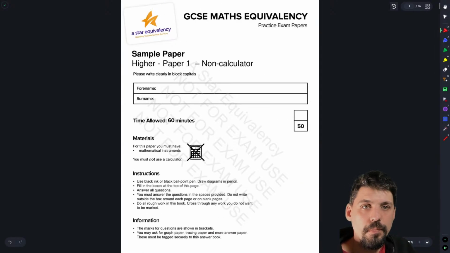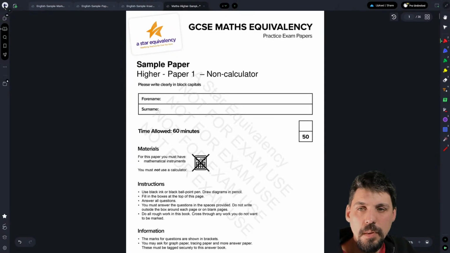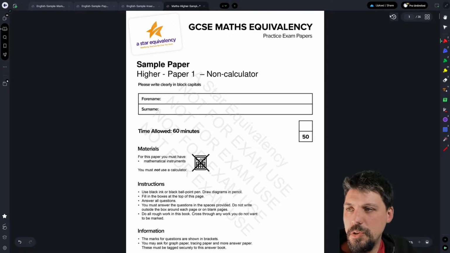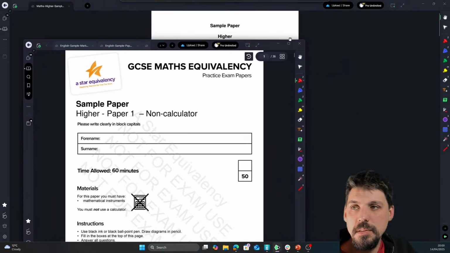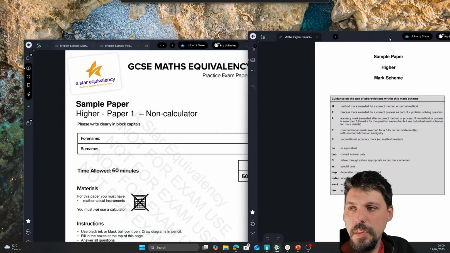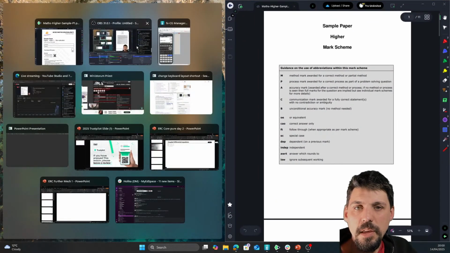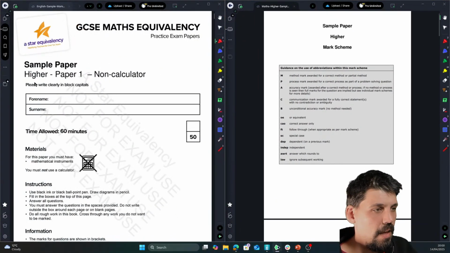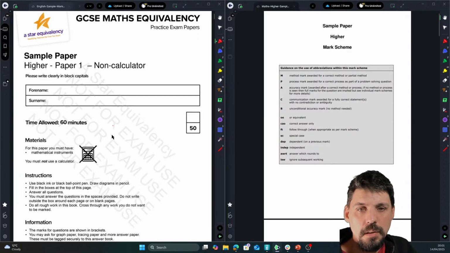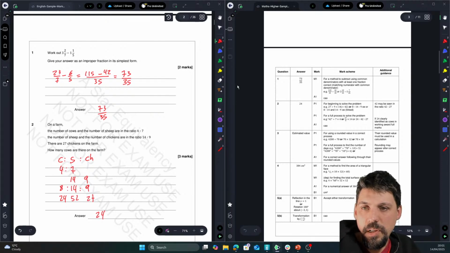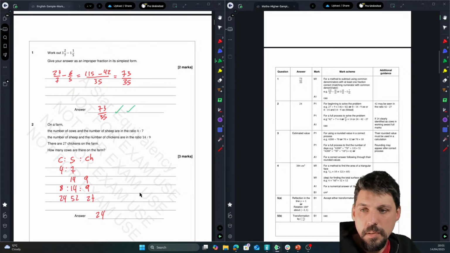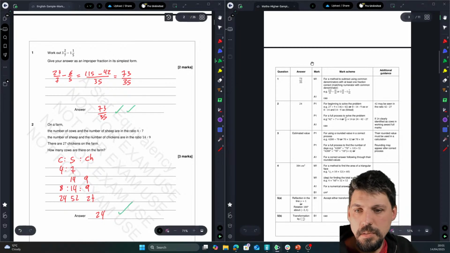So what I'd quite like is to get two papers side by side, but I haven't found a way to do that yet. So how are we going to do this? Here's my mark scheme. So let's pop the mark scheme there, pop that there, and go. Get some green. Yes. Yes.